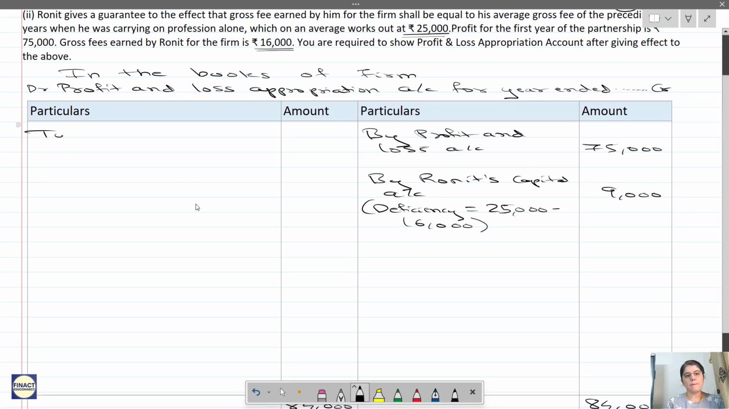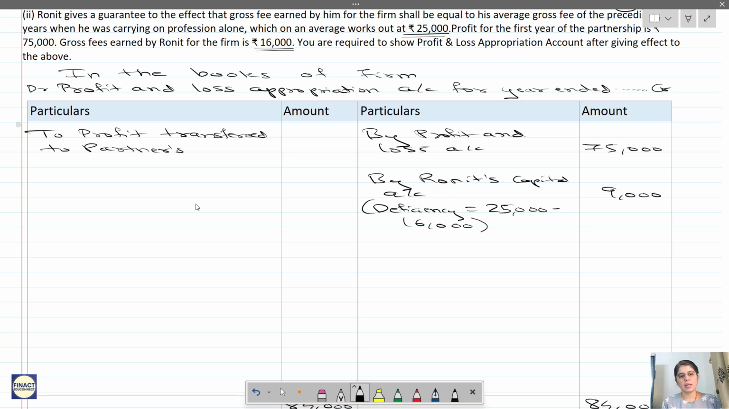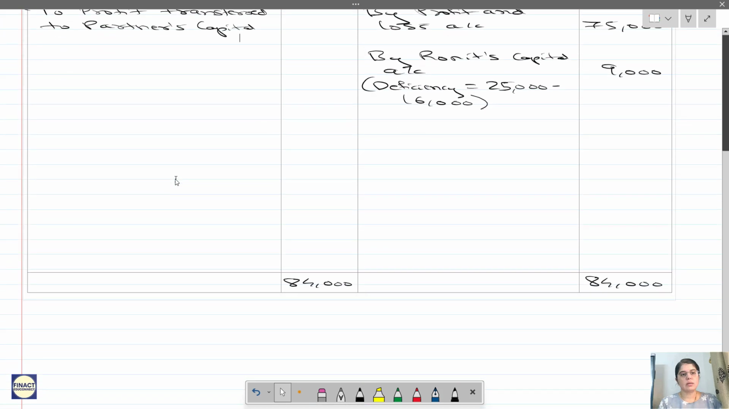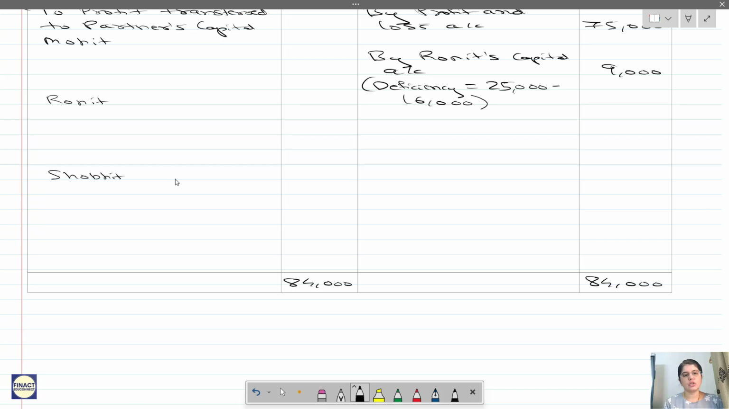There is no interest on capital, no interest on drawings, so we don't have to do anything over here. Transferred to partners' capital. So what are the three partners over here? Mohit, Ronit, Shobit. So Mohit, leave 2-3 lines, Ronit, Shobit.